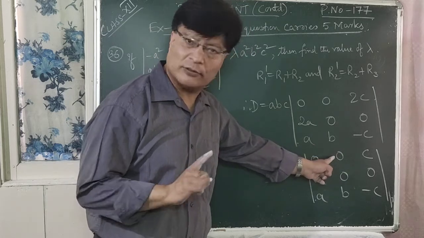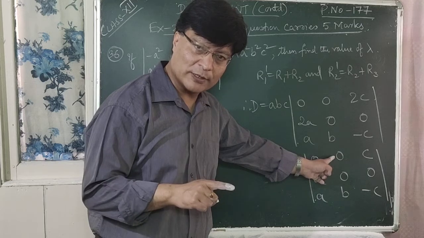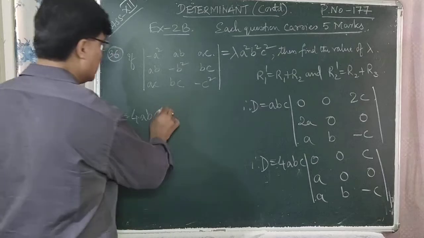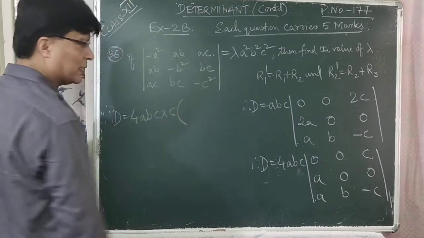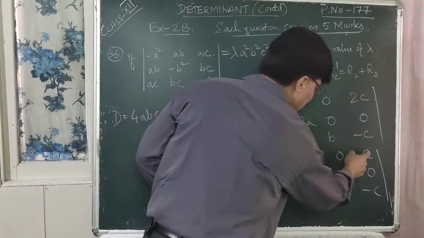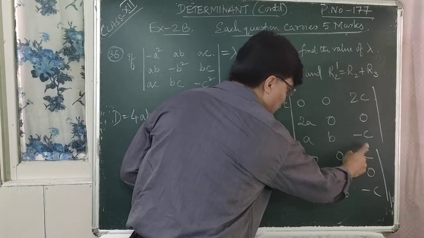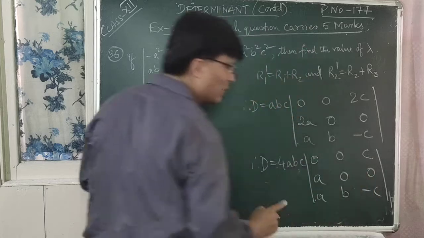Will you write minus 0? No, again 0 into any number is always 0. You don't have to write it, but you have to write C into C within brackets. Now we are taking this element C. You have to delete the row and the column through that element C. That means the first row and third column are deleted.